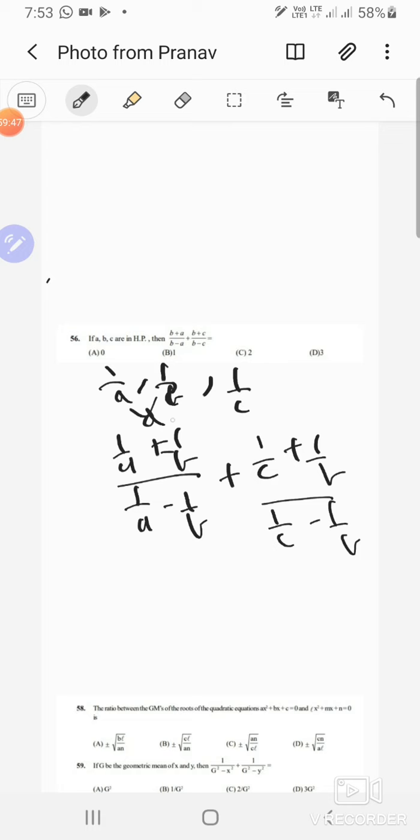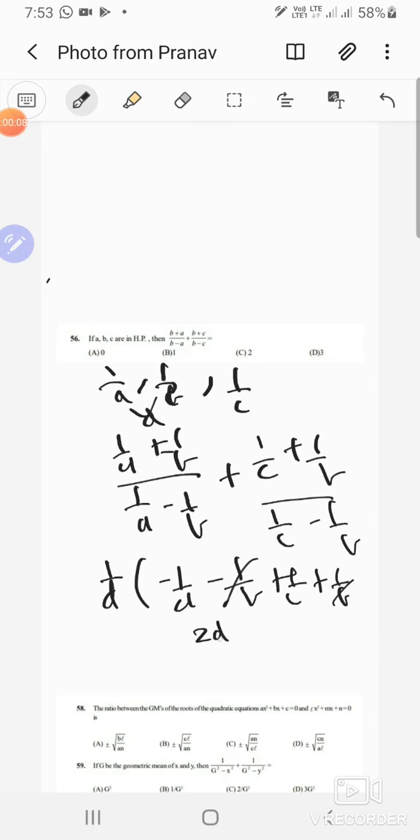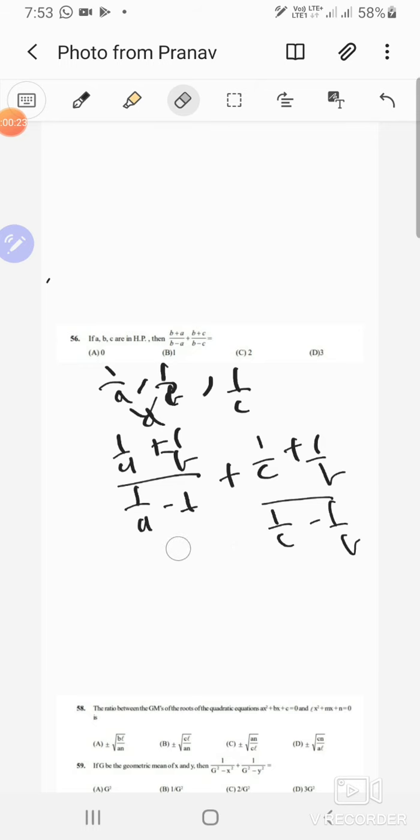So 1 upon a minus 1 upon b is not the difference but the negative of the difference, which means when you take the difference common, you have to make this negative. So minus 1 upon a minus 1 upon b, plus 1 upon c plus 1 upon b. This cancels. 1 upon c minus 1 upon a, that should be 2 times the difference, and then you have 1 upon this. Oh, that is equal to 2. How can that be? We did a similar question, right? But I think that's what we are getting, so let's just go with it.